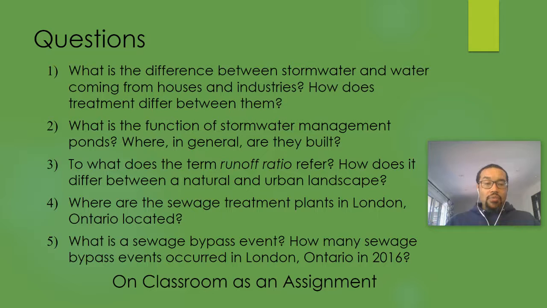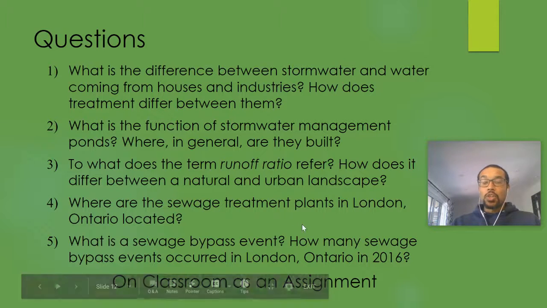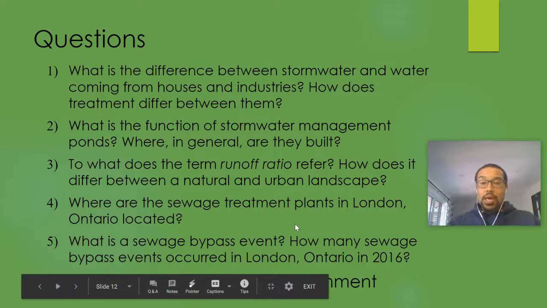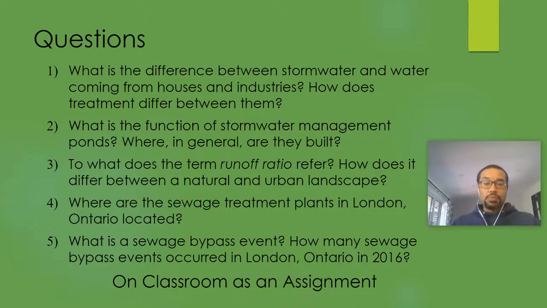So I've given links for question 5 where you will look at sewage bypass events, and you'll also look at rainfall and see if we can find a correlation or a link between the two. So you don't see the link right here on the screen, but there is a link on the actual document itself.